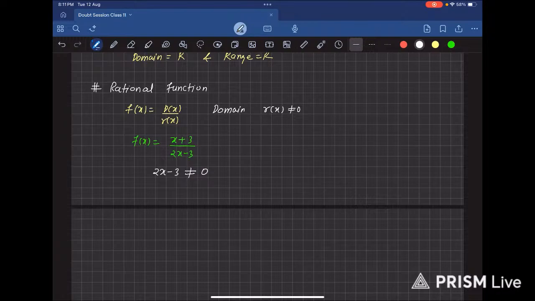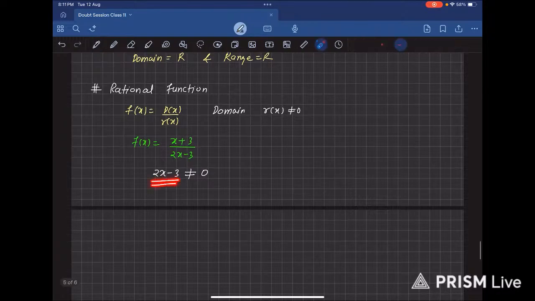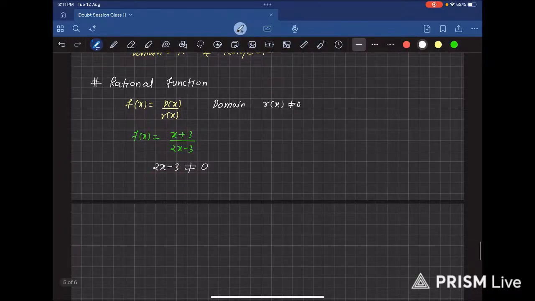So for what value of x is 2x minus 3 equal to 0? That you have to identify. So here I'll find out the value of x by taking 2x minus 3 not equal to 0. So we'll get 2x not equal to 3, and x is not equal to 3 by 2. So this will be the domain.